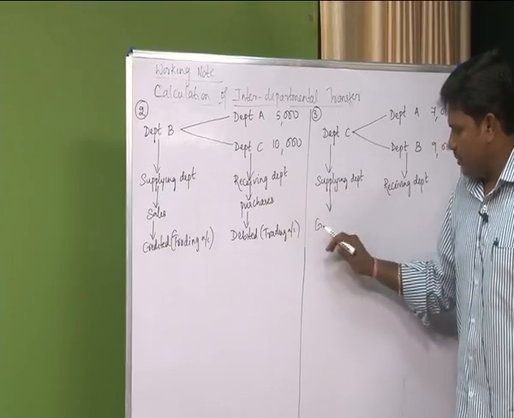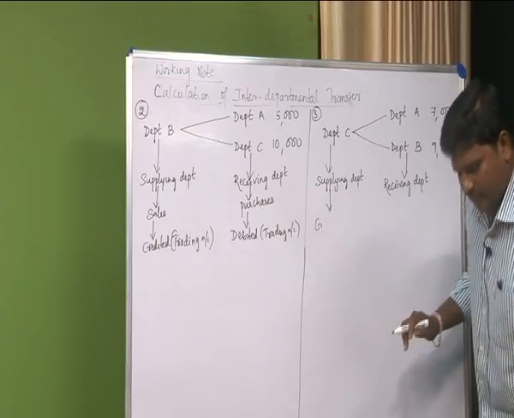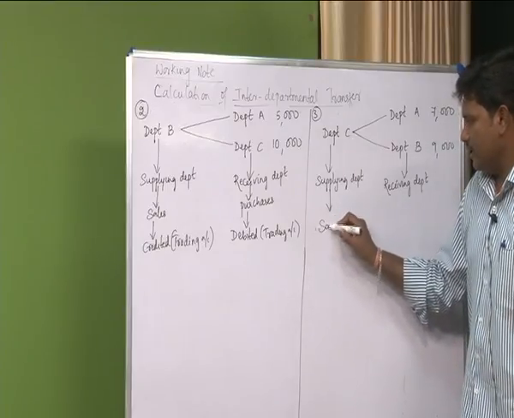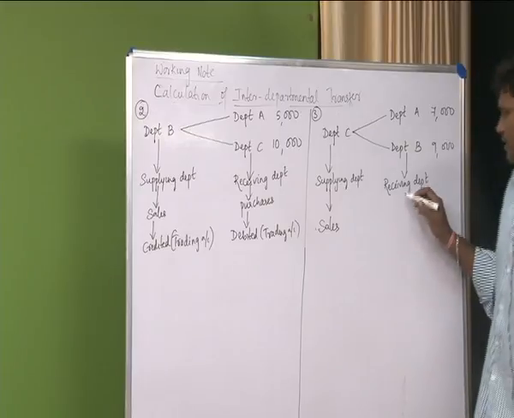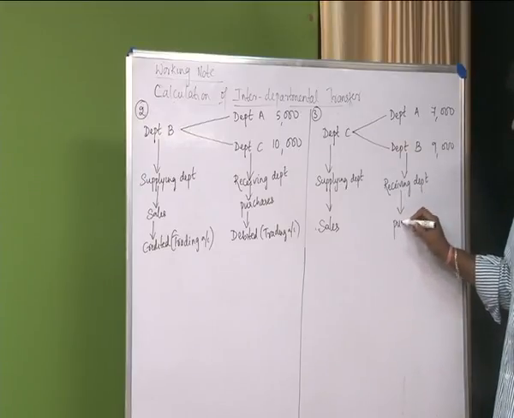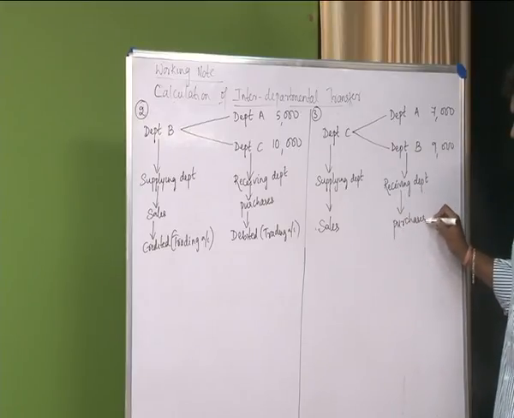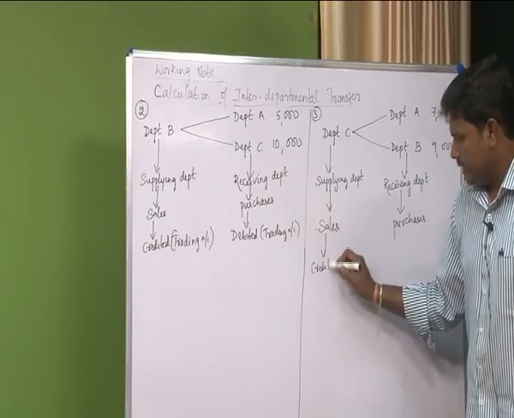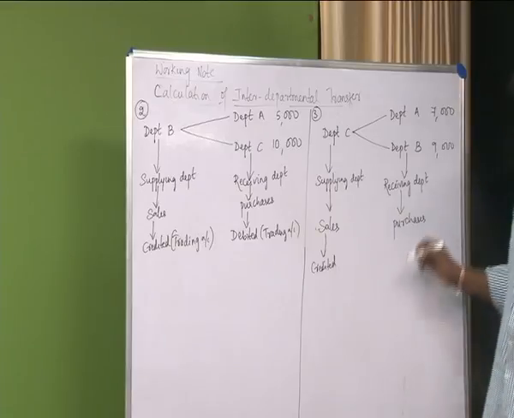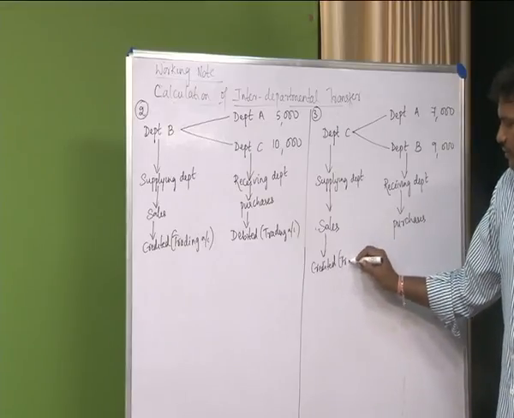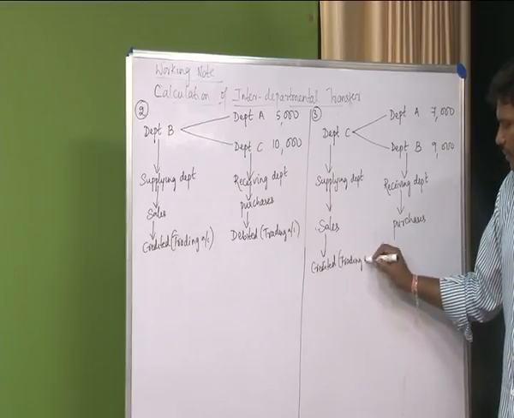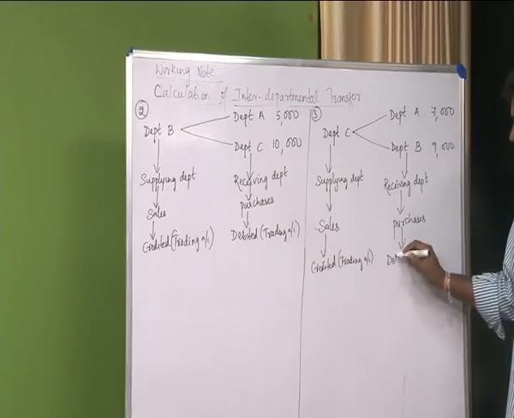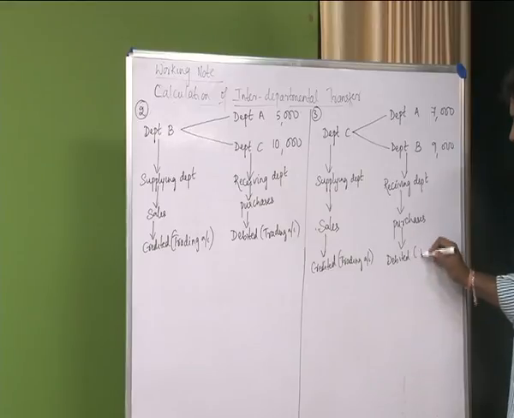For the supplying department it becomes sales. For the receiving department it becomes purchases. Then sales will be credited to the trading account and purchases will be debited to the trading account.